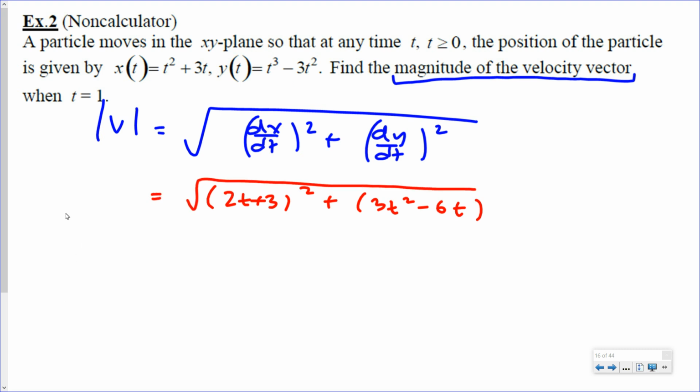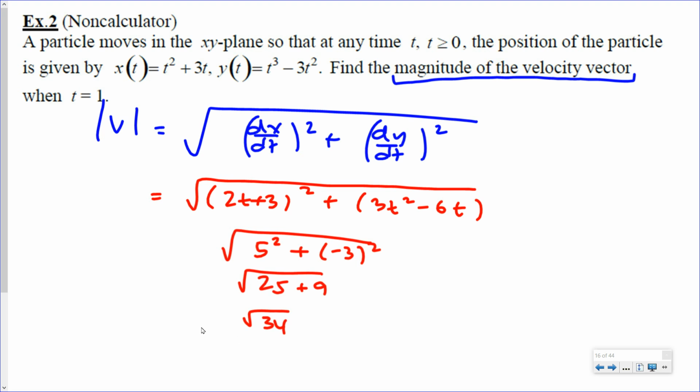Okay, am I done yet? One more thing I need to do. You have to plug in your time. So your time is 1. So I'm going to plug in time is 1 here. That's going to be 5 squared, which would be 25. Plug in 1 here. That's going to be negative 3, I believe. Negative 3 squared. Okay, that's going to give me 25 plus 9, which is the square root of 34.